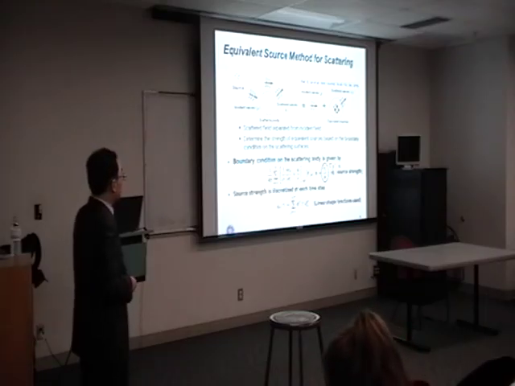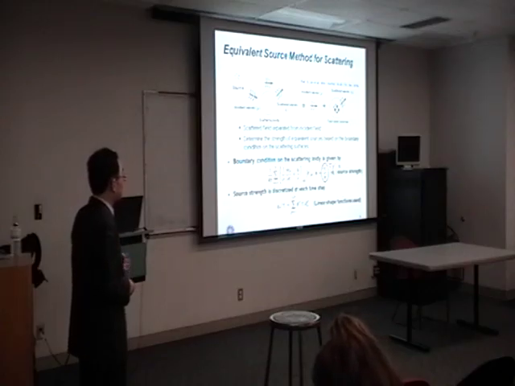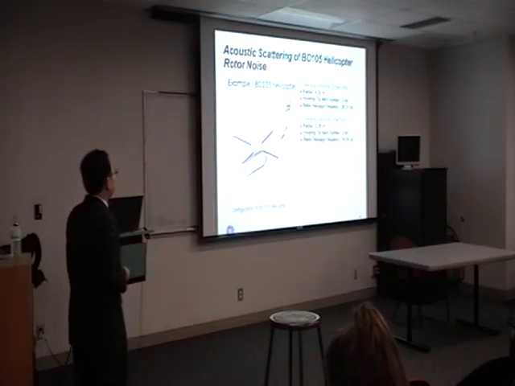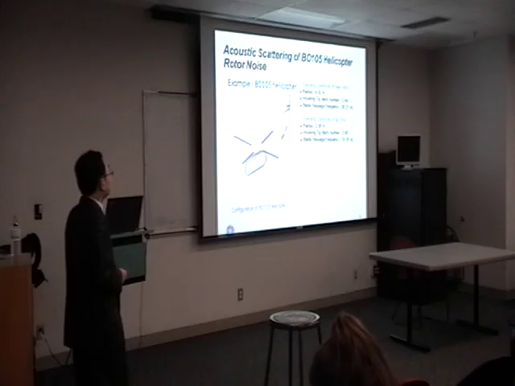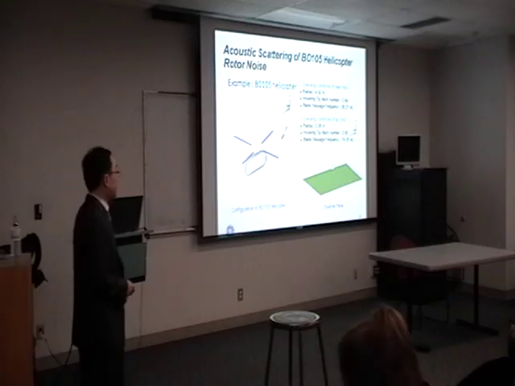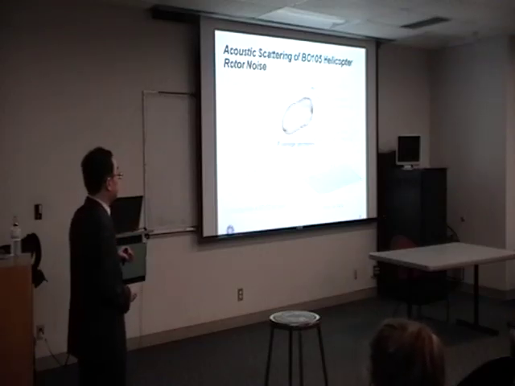And the source strength is discretized at each time step, so we can compute the source strength at each time step. And once we know that, we can compute the scattered waves, so that we can solve the problem. This is an example of acoustic scattering of rotor noise. We have 4 rotor blades and 2 tail rotor blades and a representative fuselage. And I placed an observer plane about 10 meters below the helicopter to look at the sound pressure level directivity.